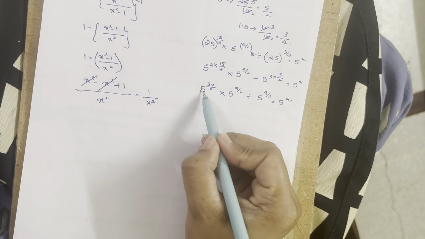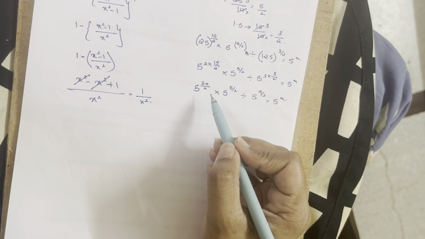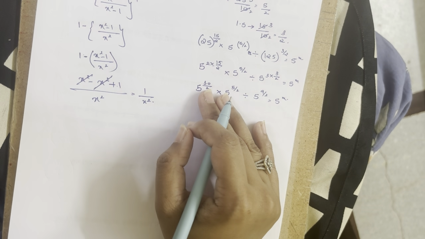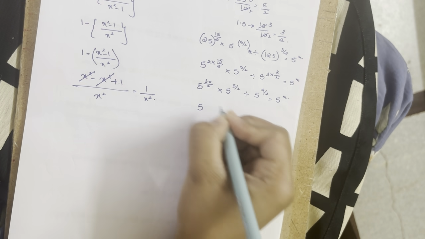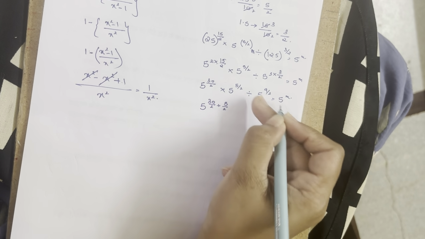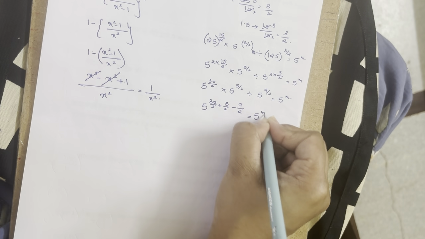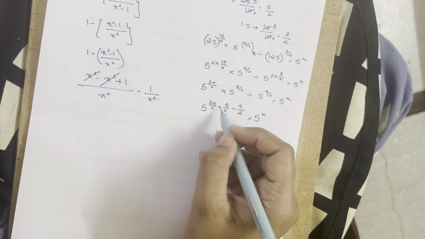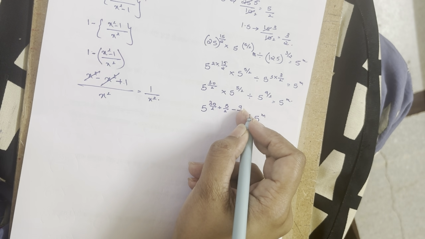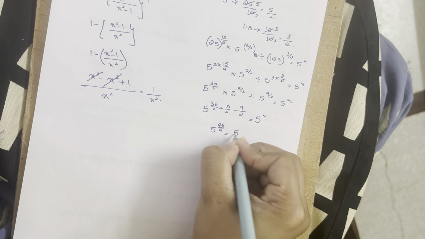Now bases are same, and in multiplication add the powers is what you're going to do. So it becomes 5 to the power 30 by 2 plus 5 by 2. They are in division, so it becomes minus 9 by 2 is equal to 5 to the power m. Then add or subtract all of them. 35 minus 9, so that becomes 26 by 2. 5 to the power 26 by 2 is equal to 5 to the power m.